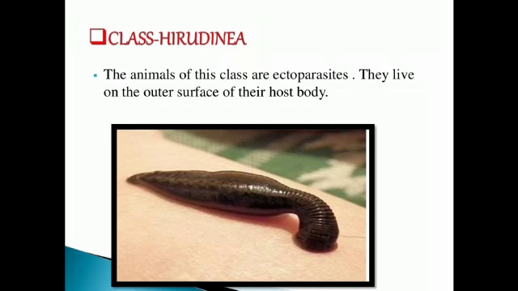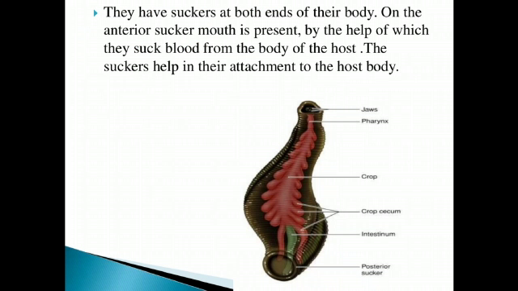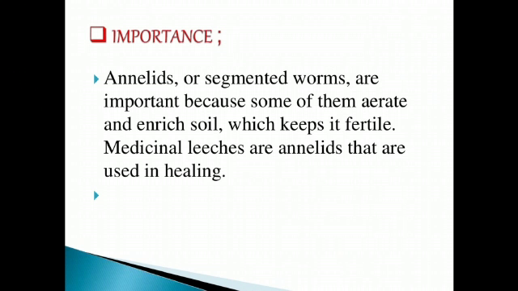The animals of this class are ectoparasites, which means they live on the outer surface of their host's body. They have suckers at both ends of their body. On the anterior sucker the mouth is present, with the help of which they suck the blood of the host. The suckers help in their attachment to the host body.